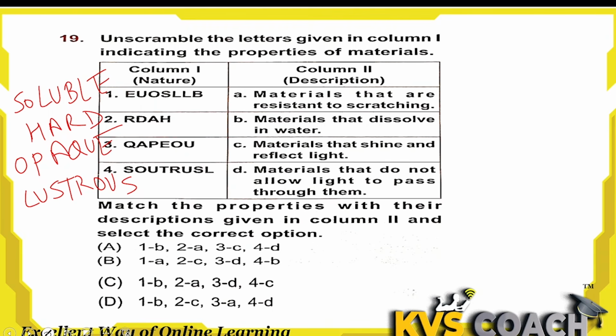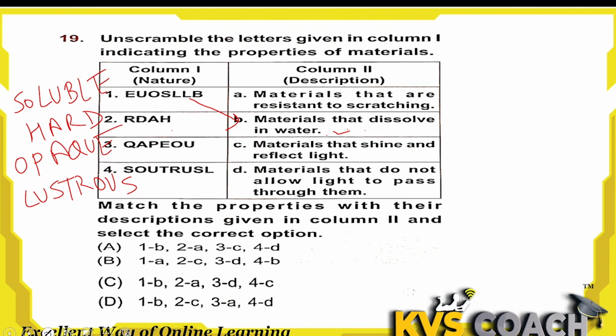Now let's check the definition or description of these terms. Soluble: a material that dissolves in water, we call it soluble. I told you in a solution there are two things, solvent and solute, and what can be easily mixed with the solvent is called soluble. The material that dissolves in water is called soluble.